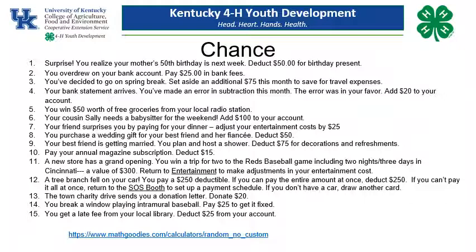to your checkbook register. For example, if the number randomizer chooses the number 5, the chance option is you win $50 worth of free groceries from your local radio station. You can add $50 back to your monthly checkbook register. If the item says number 1, you've forgotten that it's your mother's 50th birthday next week. You need to buy her a birthday present. You need to deduct $50 for her birthday present. This happens on a day-to-day basis. Pause the video and do the activity now.